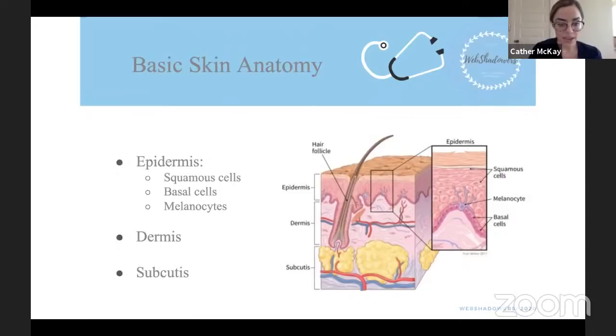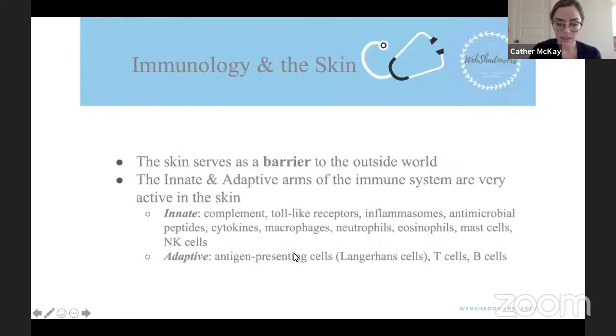Next, within all those layers, the immune system is super active. Of course, one of the main functions of the skin is as a barrier to the outside world. So it's constantly being exposed to bacteria, pathogens, allergens, and things that it has to figure out: is this safe for me? Do I need to protect myself? So there's a lot going on at all times.